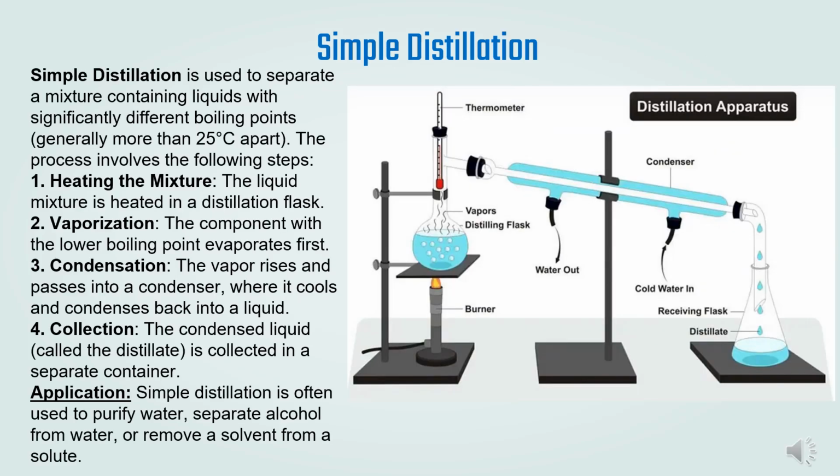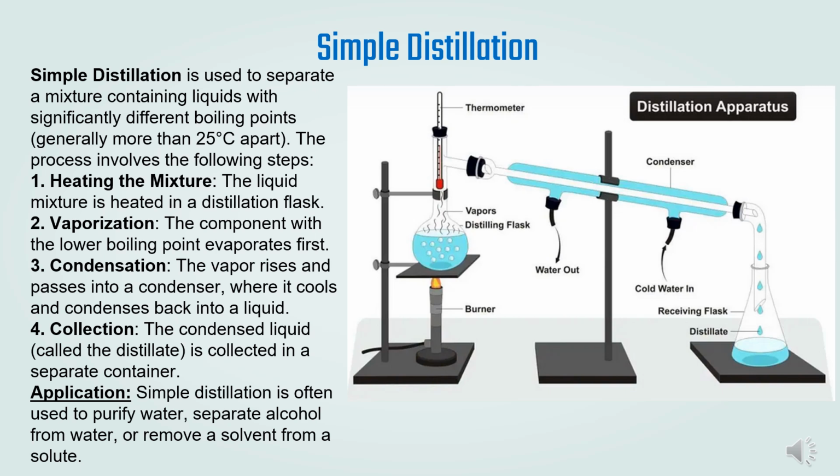Now we will deal with homogeneous mixtures. For homogeneous mixtures, we have simple distillation, where you use this simple distillation apparatus. It is used to separate a mixture containing liquids with significantly different boiling points, because simple distillation depends on boiling points of liquids. Or you can use a solid-liquid homogeneous mixture, where the solid dissolves completely in the liquid.